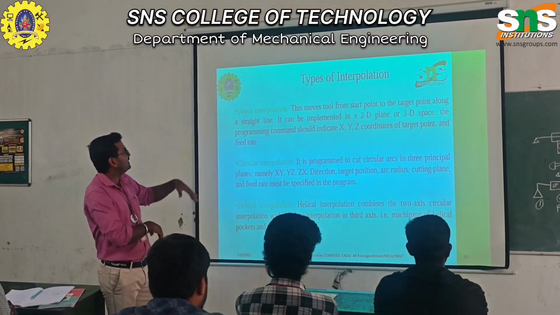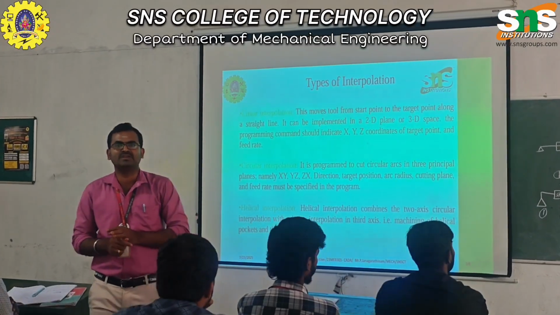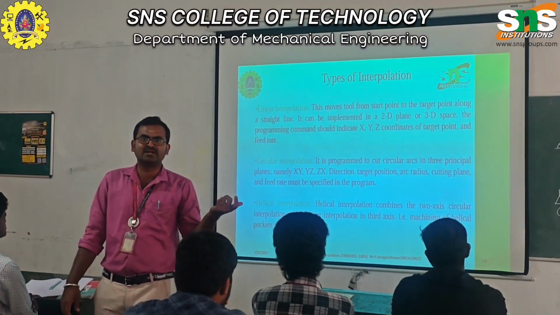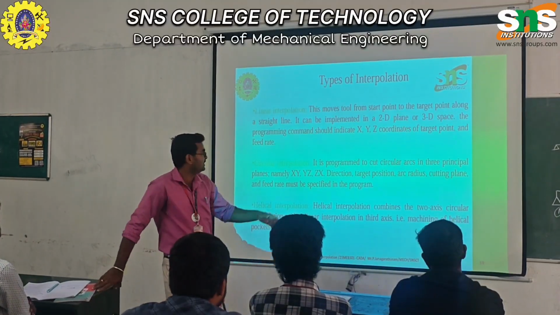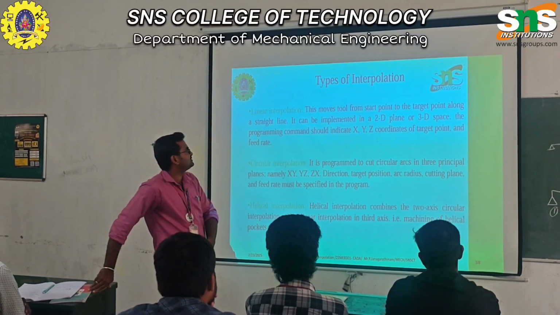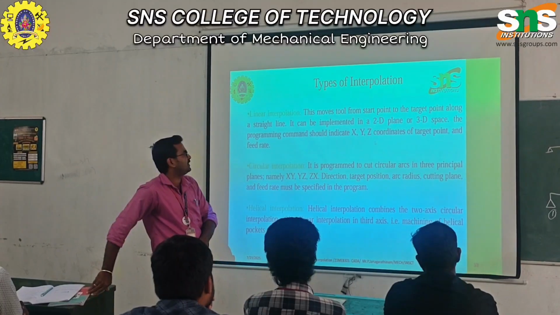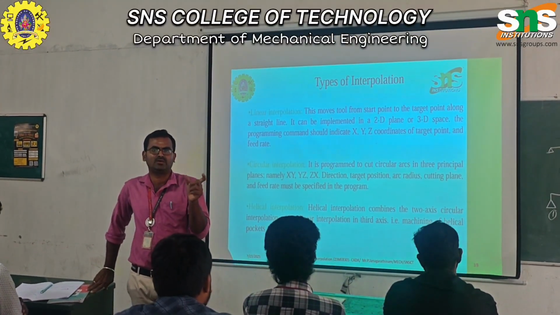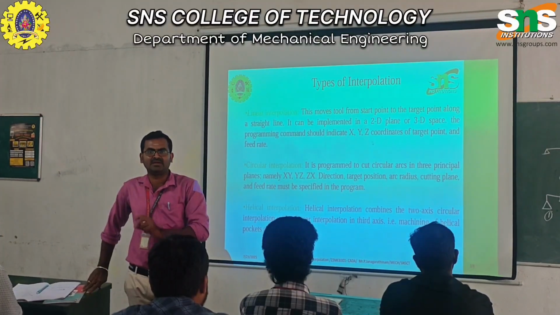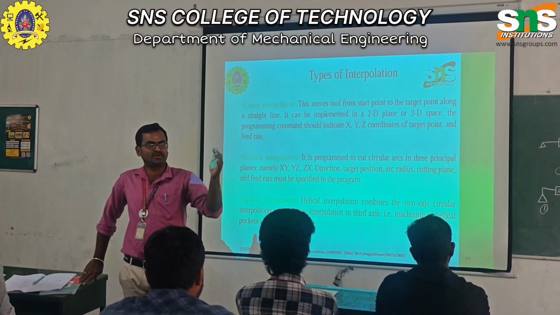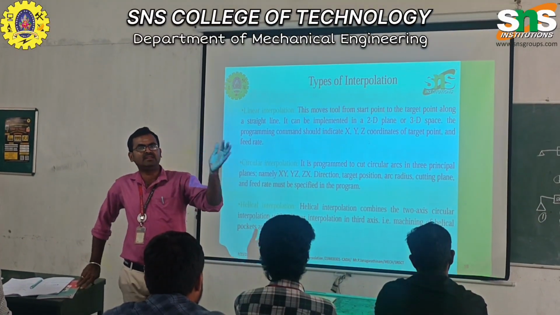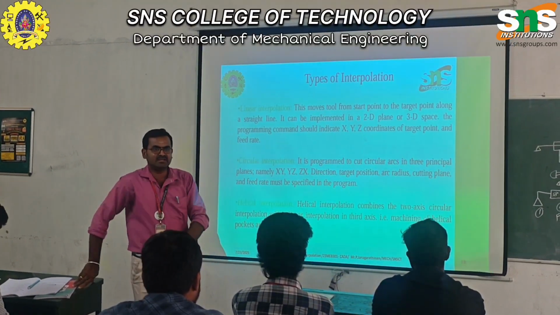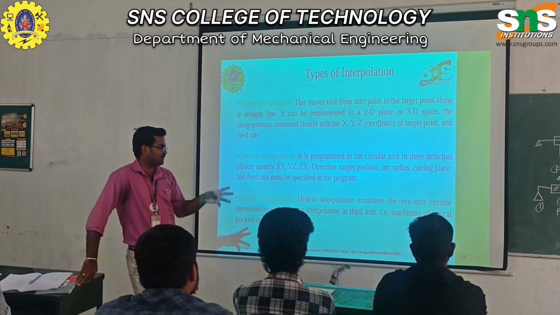Okay. Next we have to discuss the types of interpolation. These are the different types of interpolation. First one is linear interpolation, second is circular interpolation, and third is helical interpolation. Linear interpolation means the tool moves from the starting point to the target point along a straight line, which means we have to set the coordinate points in a straight line manner. We have to move the tool from starting to ending point in a linear position, either in the horizontal direction or the vertical direction, in a straight line manner. That is called linear interpolation.